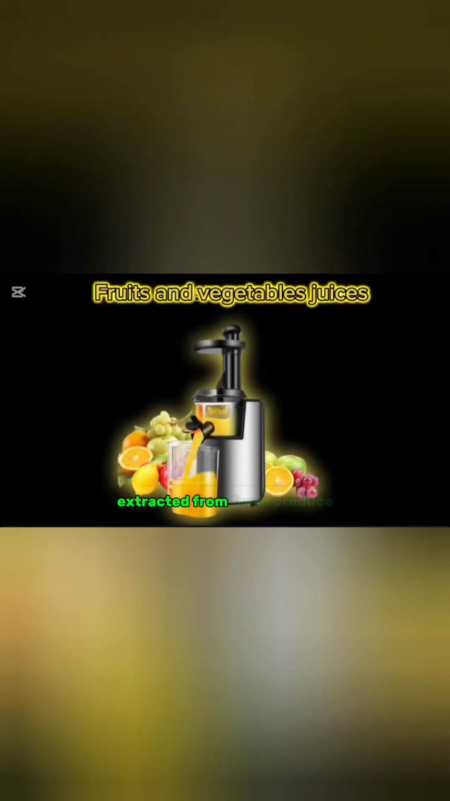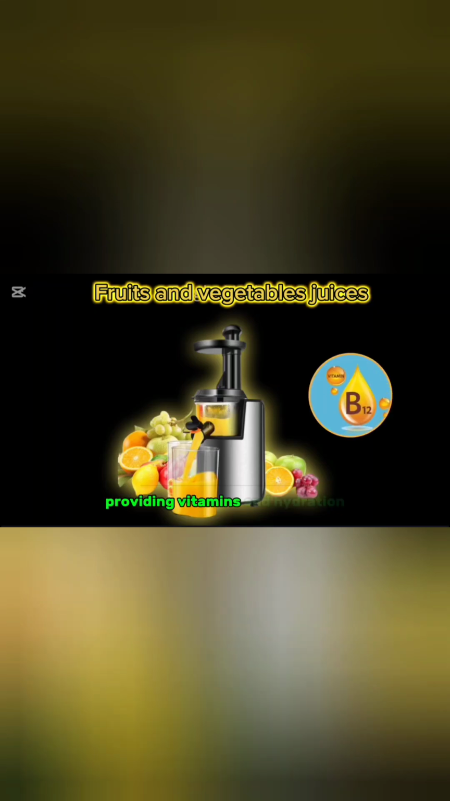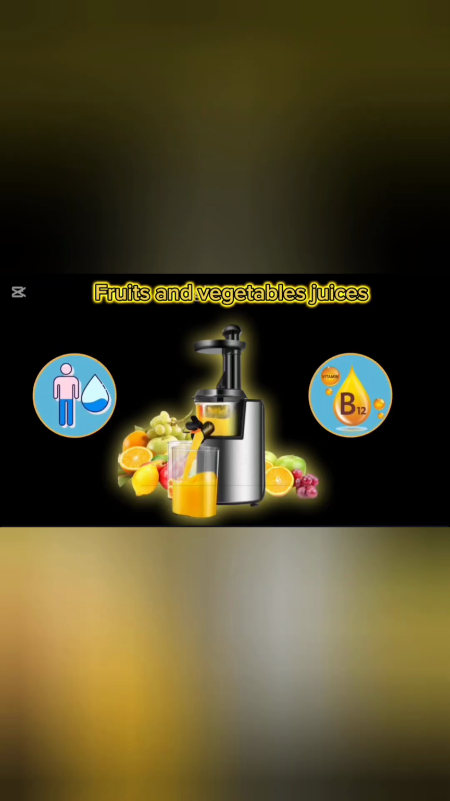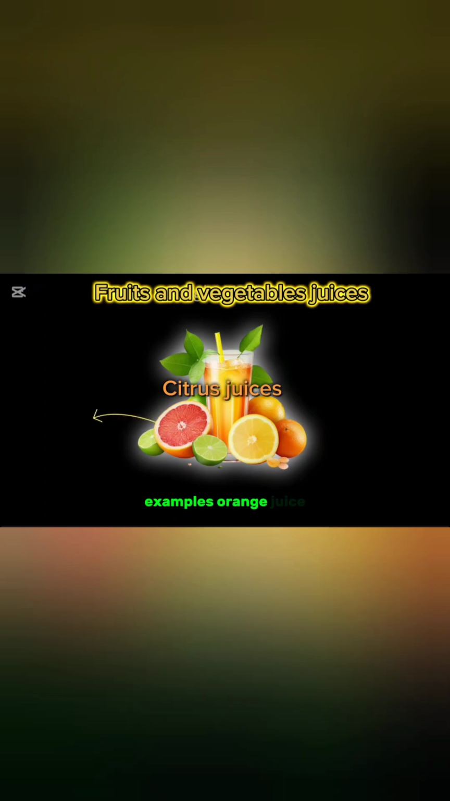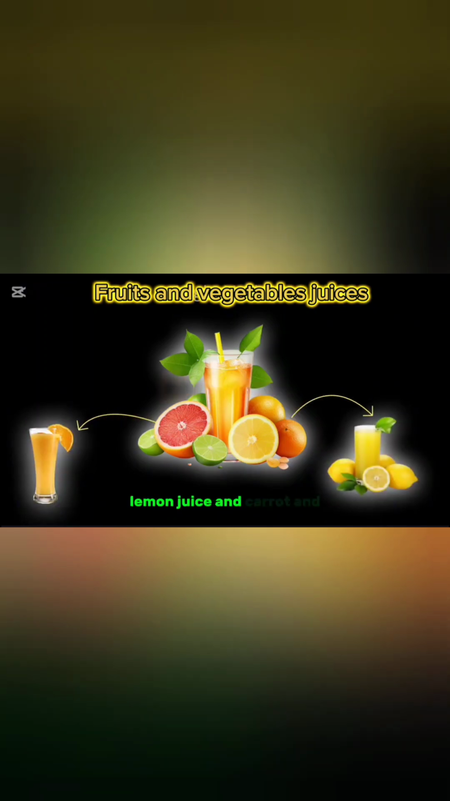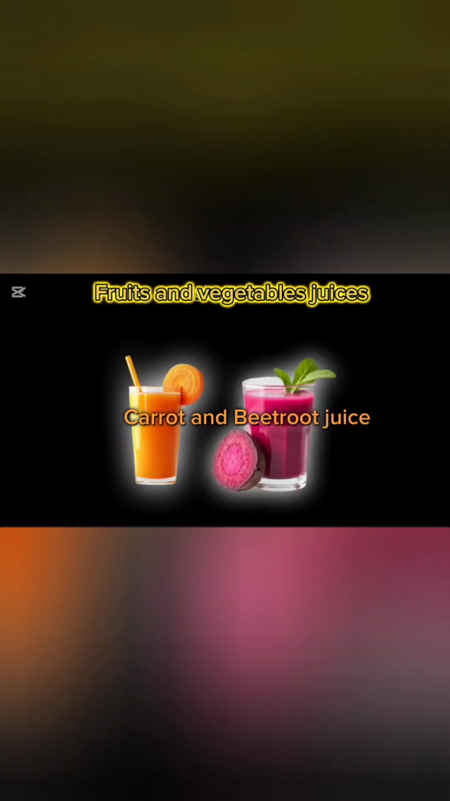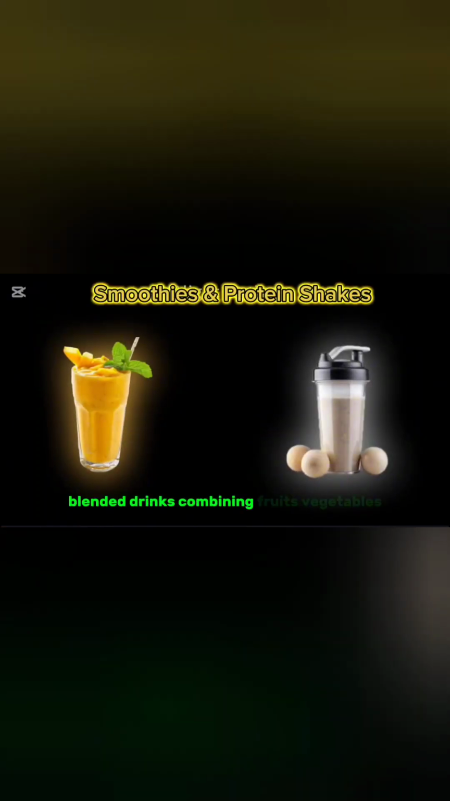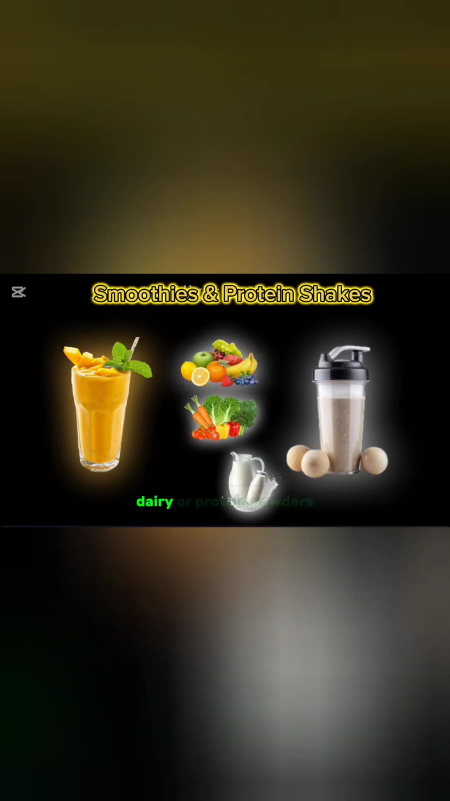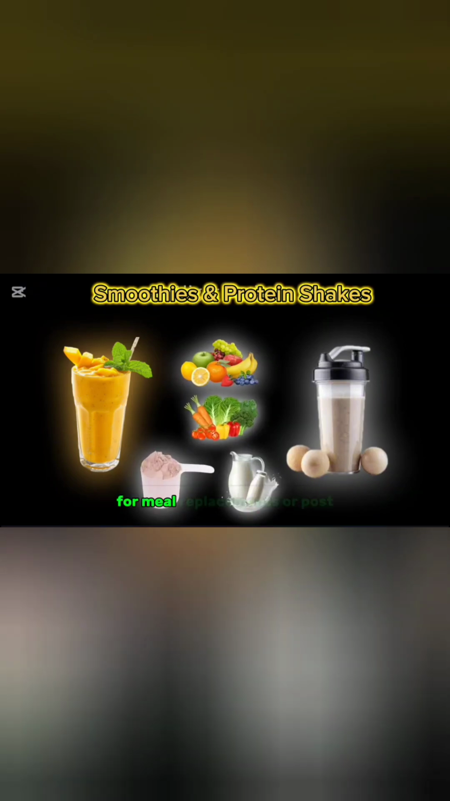Next is fruit and vegetable juices, extracted from fresh produce, providing vitamins and hydration. Include citrus juices, high in vitamin C. Examples: orange juice, lemon juice, and carrot and beetroot juice, known for antioxidants and health benefits. Another is smoothies and protein shakes, blended drinks combining fruits, vegetables, dairy, or protein powders for meal replacements or post-workout nutrition.